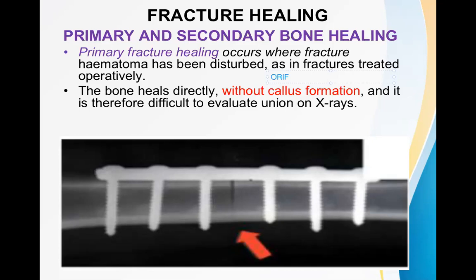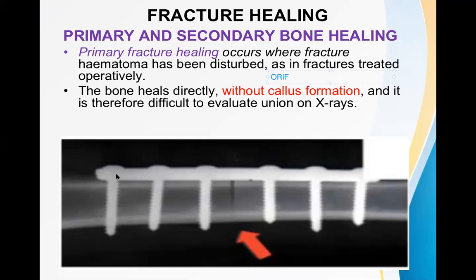But when we do that, most of the time the hematoma which is formed there will be lost, because we are making an incision there. We are turning that area into an open wound. So we don't need to worry about that, because we are going to apply some rod, some plate, some screws, so that those two ends of the bone will be in tight contact with each other. This type of healing is called primary fracture healing.